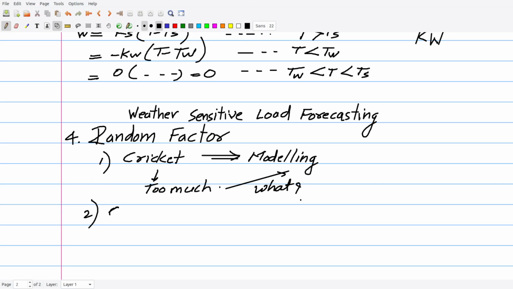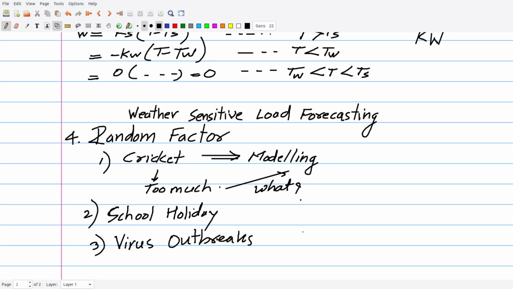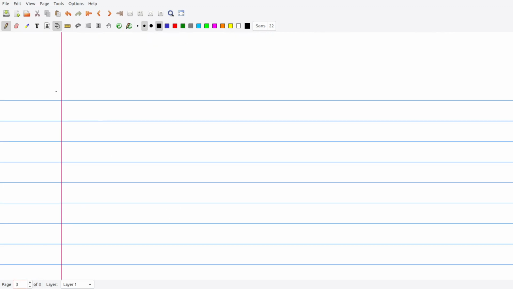Say a school holiday. Nowadays, very popular, virus outbreaks. You cannot predict. Sometimes they are high, sometimes they are low. You cannot predict a virus outbreak. So all this leads to what? Random factors. And the last factor, take a different page now. We call the fifth one the other factors.